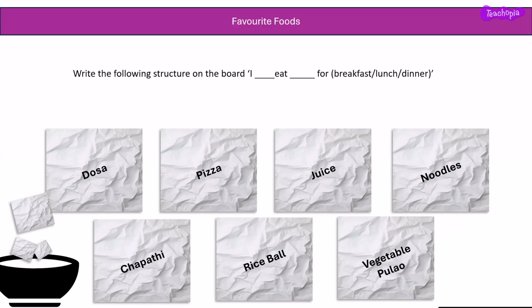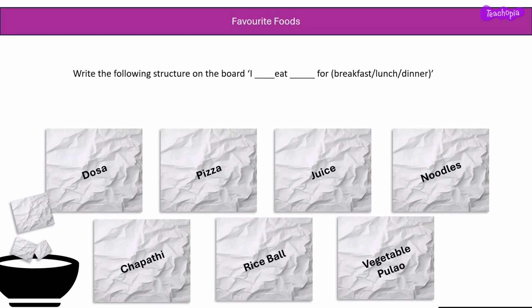is shown here. Then we should also write one of the sentences which is given here as a fill in the blank: I dash eat dash for breakfast or lunch or dinner, which is given in the brackets, on the blackboard. Then ask one player from team A to come forward and take a paper ball, and they have to select one of the food items which is written on the blackboard, and they have to put that paper ball onto that particular food item.